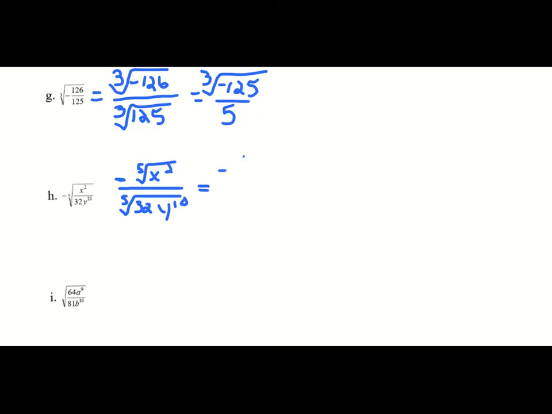I can't do anything with the top, so I'm going to leave it as the opposite, or negative 5th root of x squared. But on the bottom, I do know the 5th root of 32 is 2, and 5 goes into 10 2 times. So 5 divided into 10 is 2, so we have 2y squared on the bottom. And that's going to be simplified.